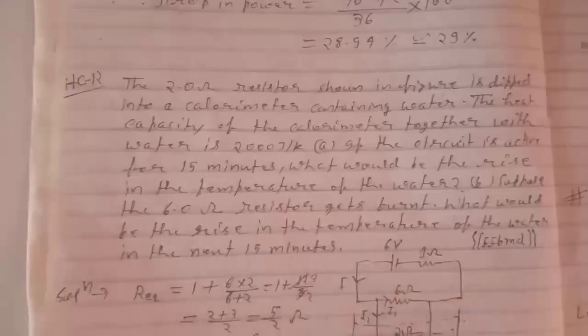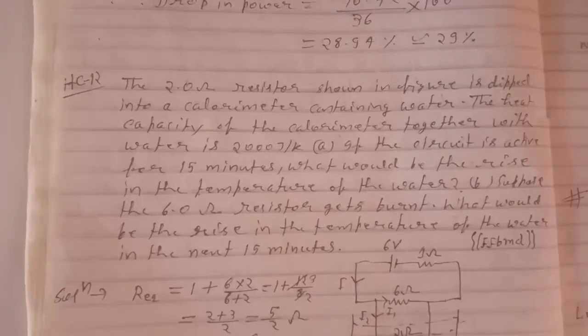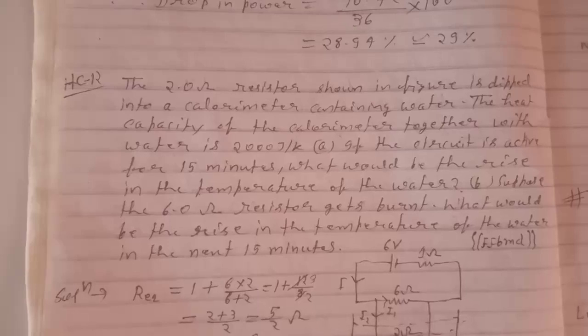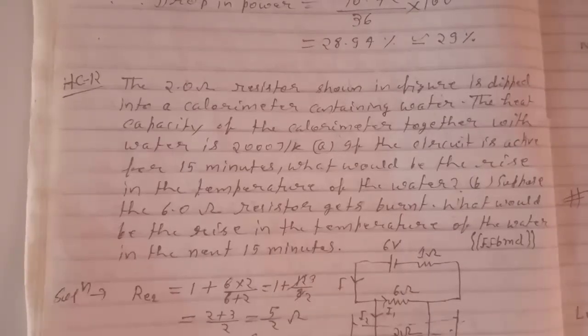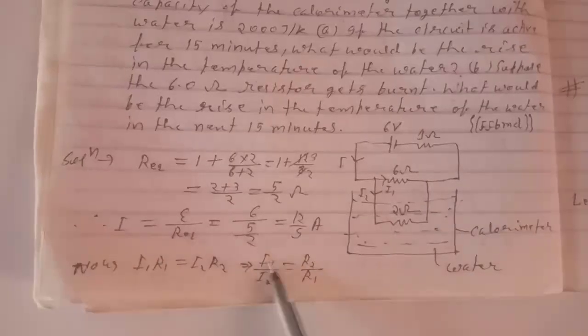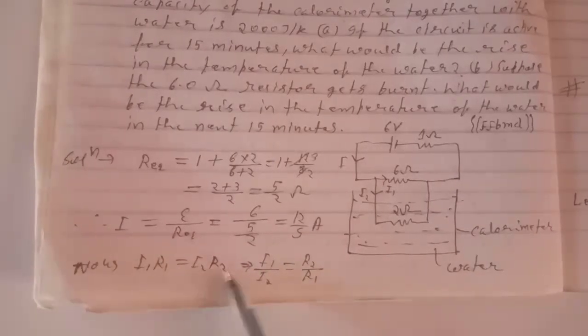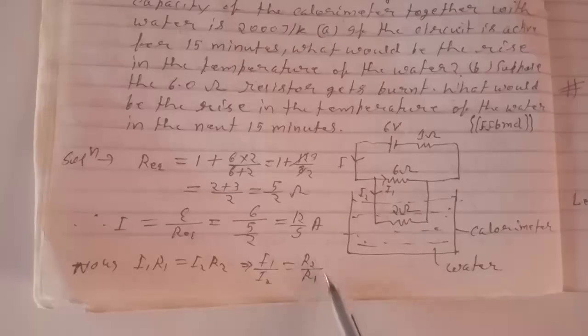Hence current in the circuit will be I equal to E by R equivalent, equal to 6 by 5 by 2, equal to 12 by 5 ampere. Now I1 R1 equals I2 R2, so I1 by I2 equals R2 by R1.